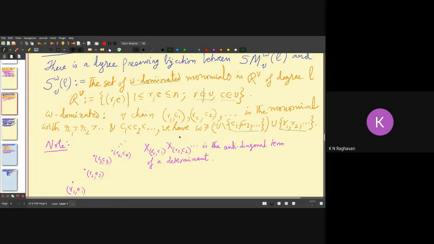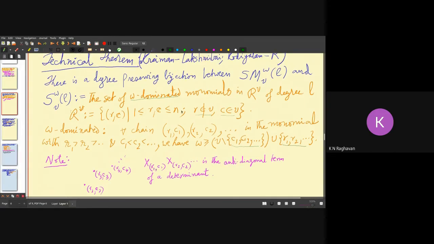And just let me point out why this is heuristically meaningful. Because you see, if you see such a term, this is precisely the anti-diagonal term of a determinant. If I choose an appropriate determinant, this is going to be the anti-diagonal term in that determinant. That gives some motivation for this definition, although I admit that this is a bit mysterious at this point, but there it is. This is the crucial technical step. And once you are down here to this S_VW^L, then you can pretty much read off all the data. Whatever you want, you can read it off. And that is going to be my next slide.